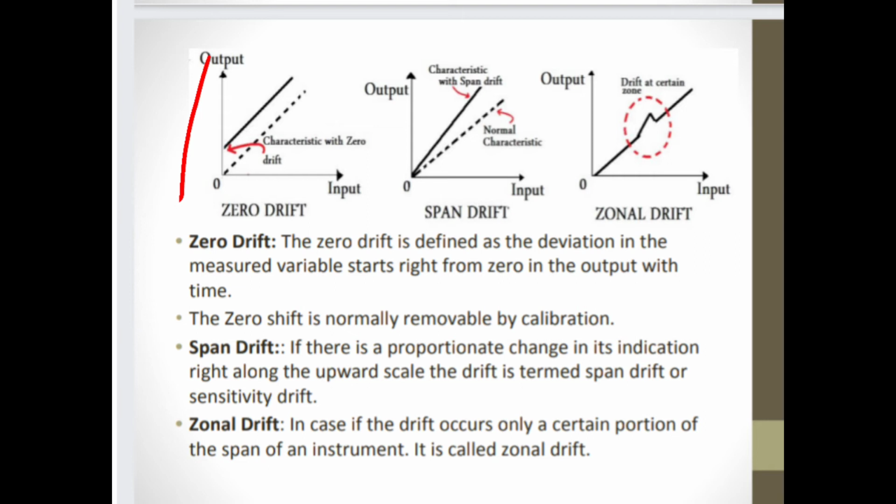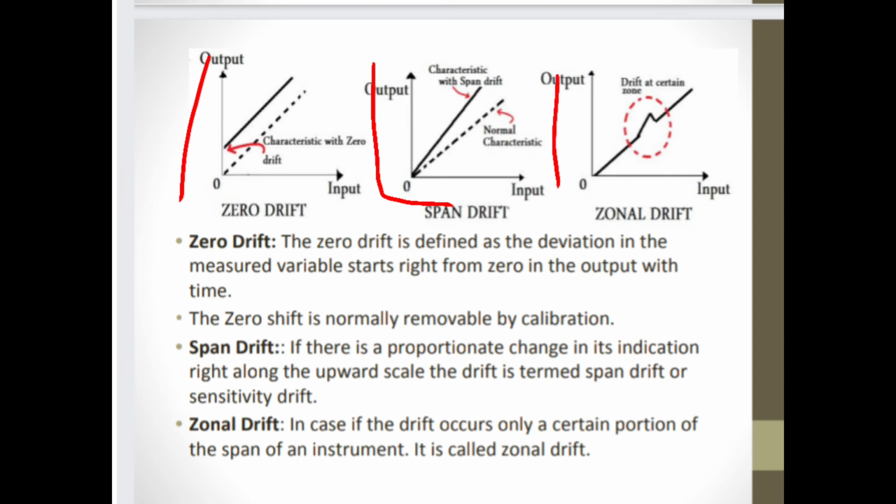Second is span drift. Here the X-axis represents the input and the Y-axis represents the output. What does span drift mean? If there is a proportionate change in the indication all along the upward scale, the drift is termed span drift or sensitivity drift. Third is zonal drift. This is the figure of zonal drift. In case the drift occurs only in a certain portion of the span of an instrument, it is called zonal drift.